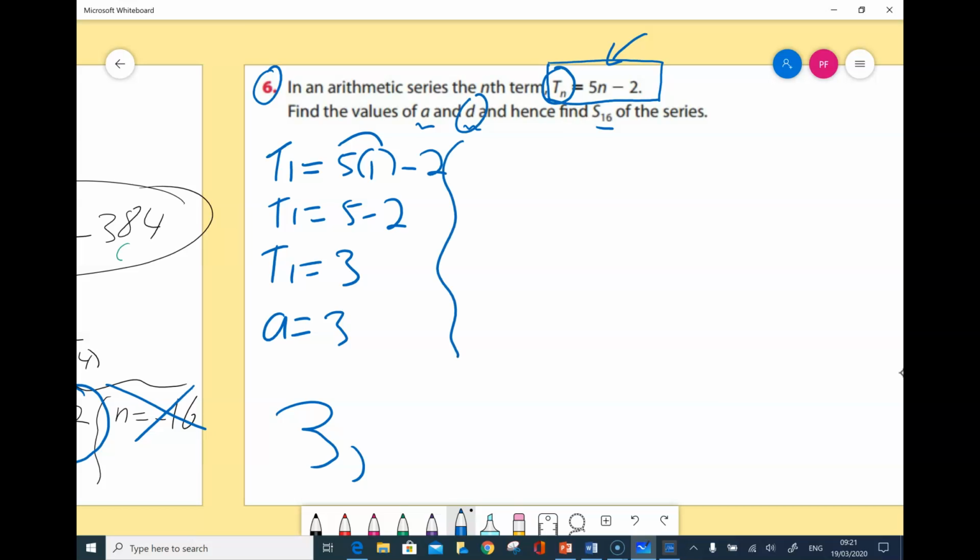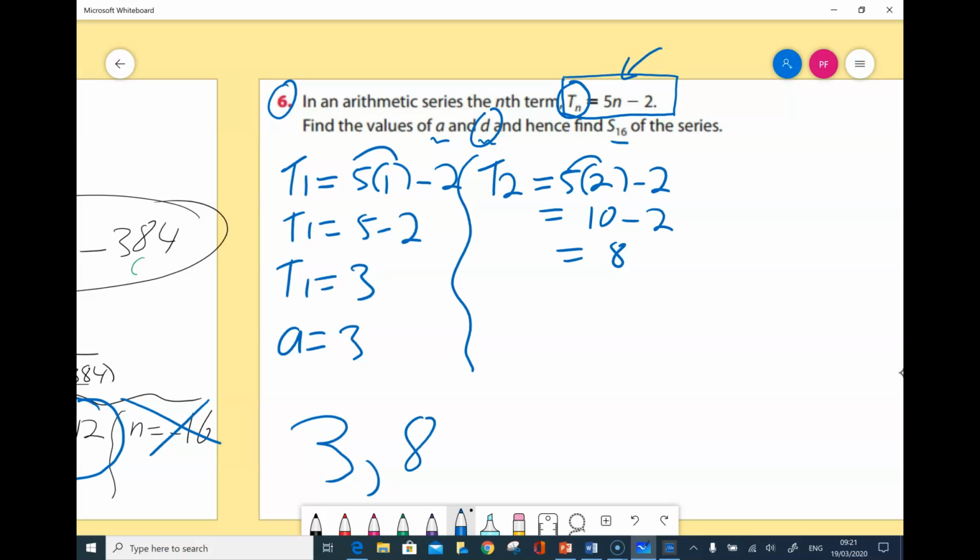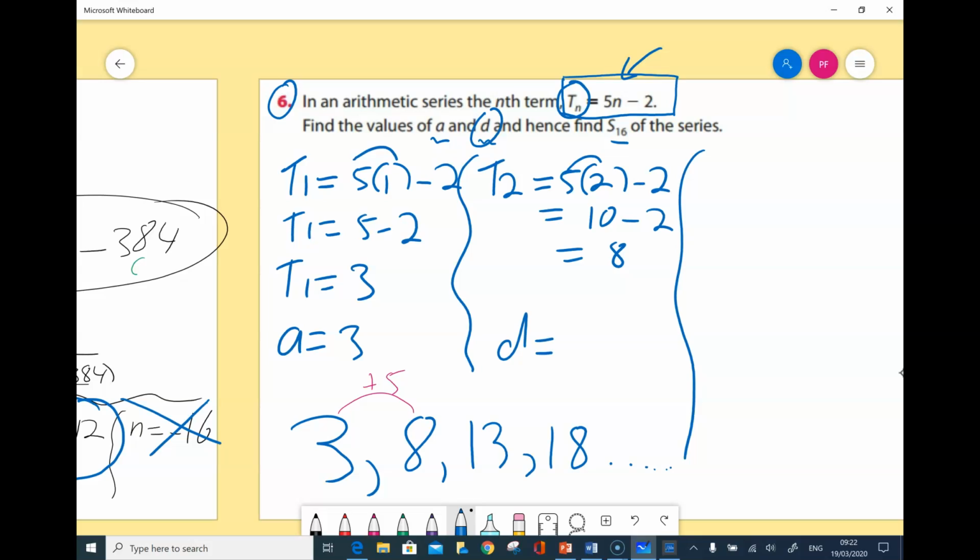Well, why don't I just find out the second term? So I'm looking for t2. So I'm just putting 2 in for n. So that is 10. 5 times 2 is 10, minus 2 is 8. So the second term is 8. So I can see that it's going to go up in 5s. So for example, what would the next term be here? The next term after this would be 8 plus 5, which is going to give me 13. And then 18, and so on. Okay, so I know that d is now 5. So I found out d, and I found out a.